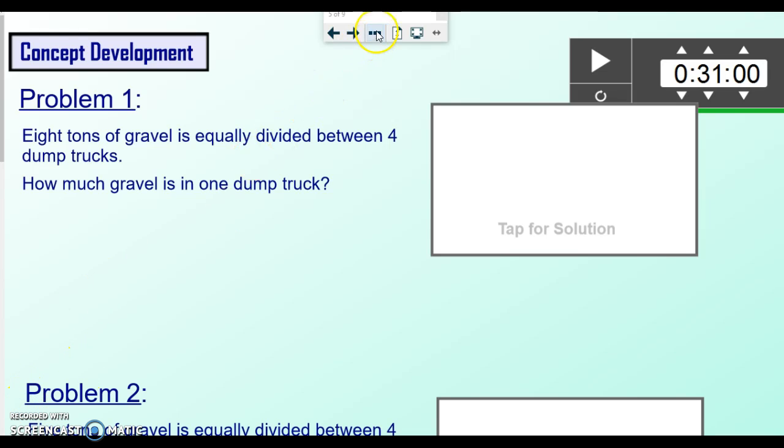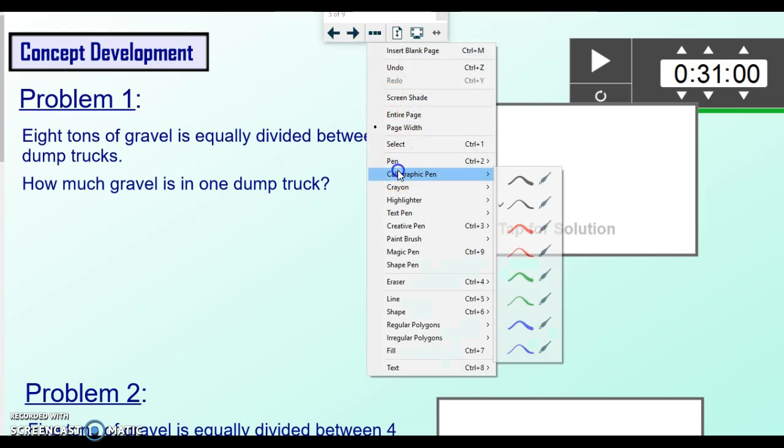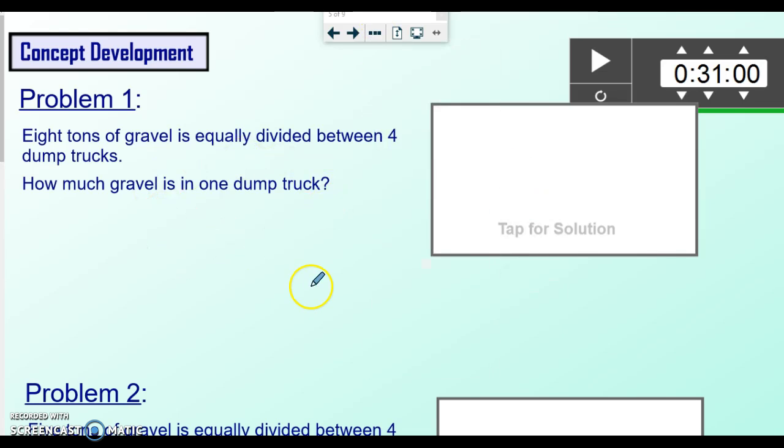Okay, we're going to start with our first one right here. So this very first problem is actually one of the easier ones. We've got 8 tons of gravel that is going to be equally divided between 4 dump trucks. So that means I have my 8 tons of gravel here, and we want to figure out how much is in one dump truck.